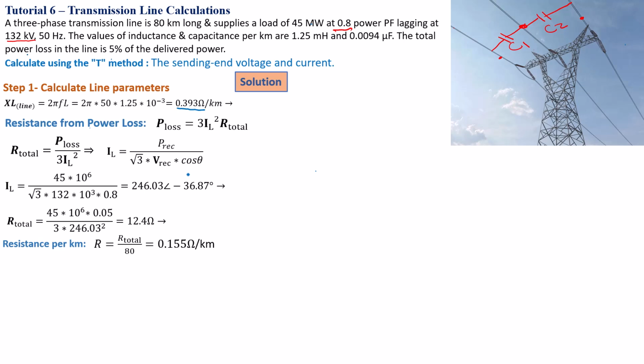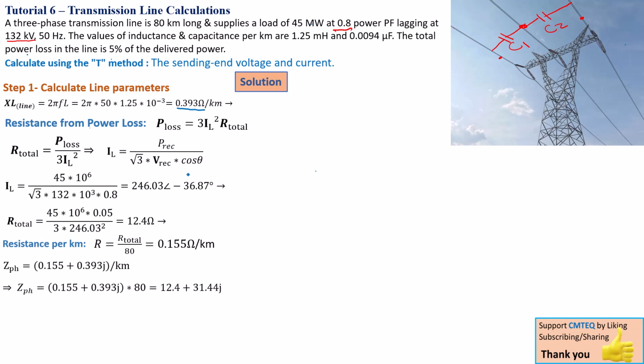Now we can compute the total impedance of this system by simply adding the resistance plus the reactance to basically get the impedance, and we can multiply by 80. So this is basically here, this is the impedance obviously per phase per kilometer, and over here is the impedance per phase for the entire 80 kilometers of the line.